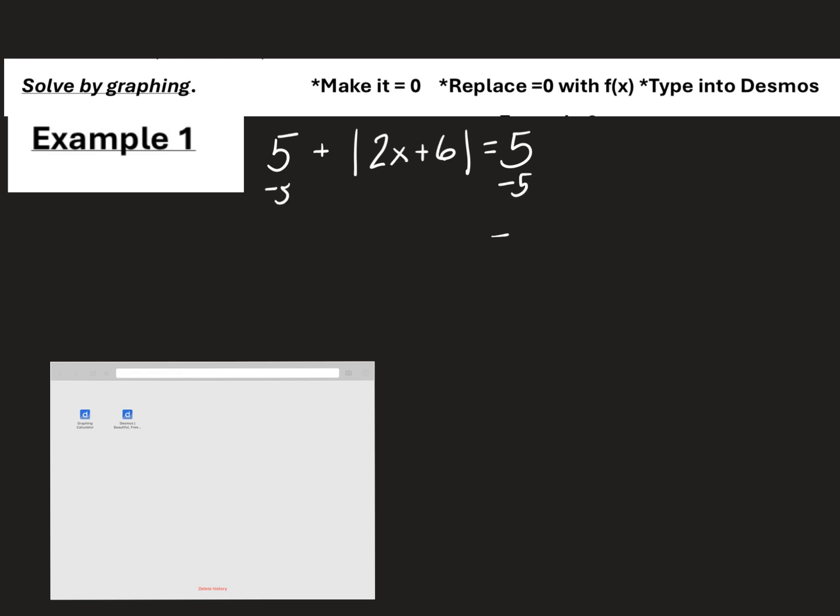So that becomes 0 on the right. This also becomes 0, so you're left with the absolute value of 2x plus 6. And now we're going to replace equal 0 with f of x. f of x equals the absolute value of 2x plus 6. We'll pause just for a second and remind you that we just said that the solution to an equation is where the graph crosses or touches the x-axis. So let's go to Desmos.